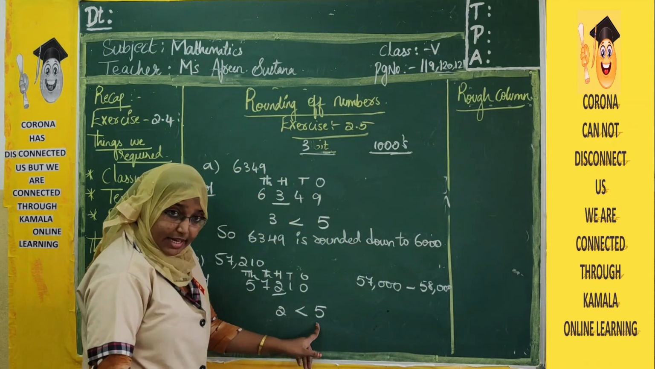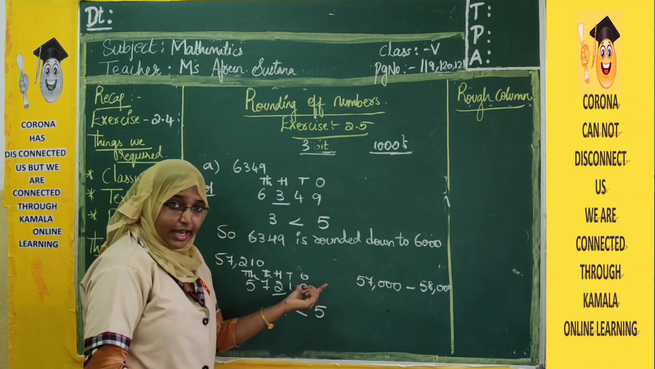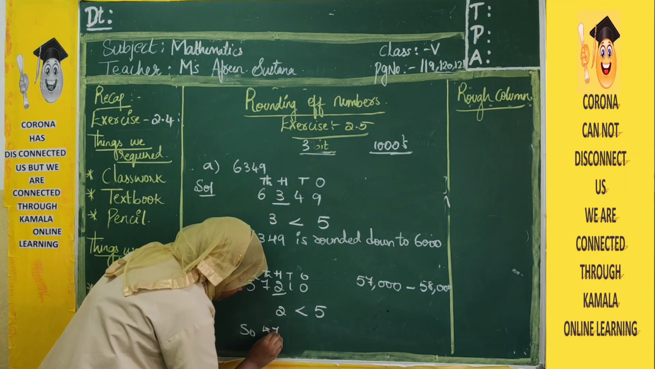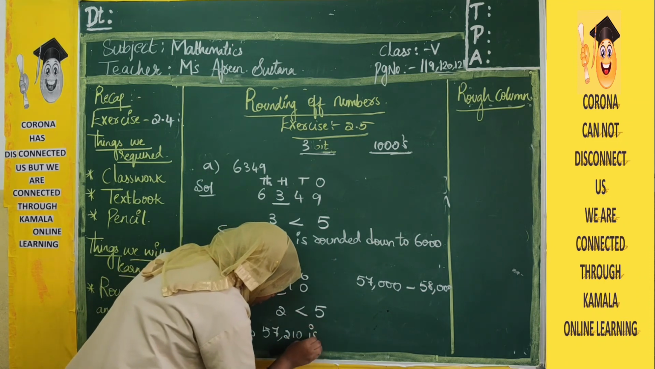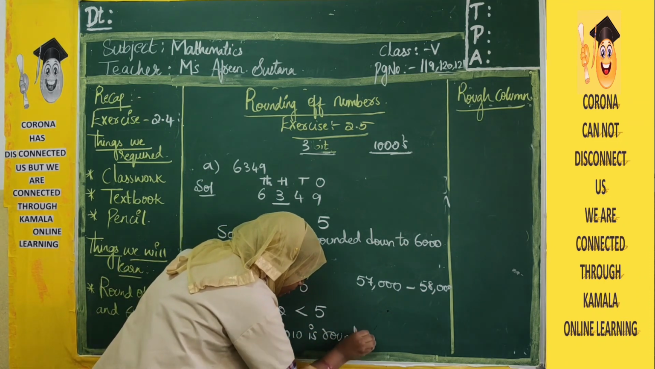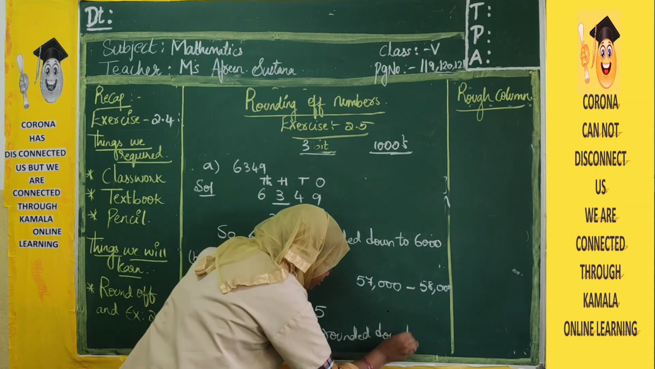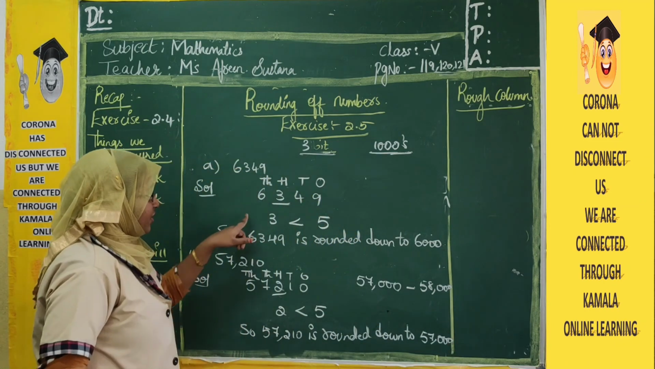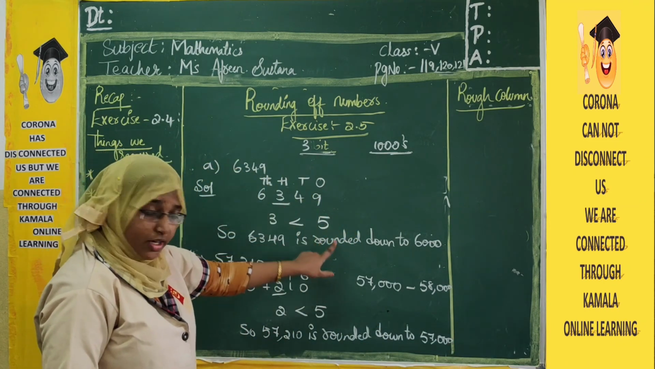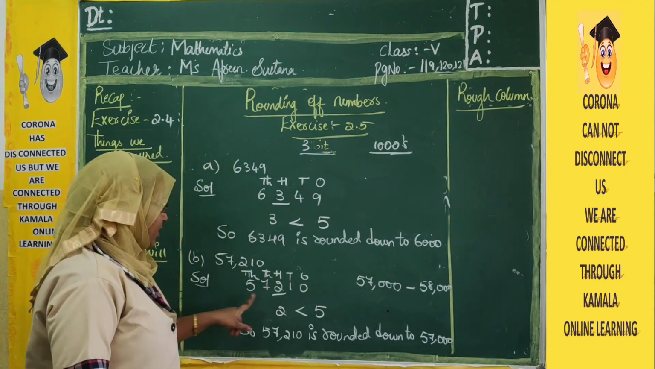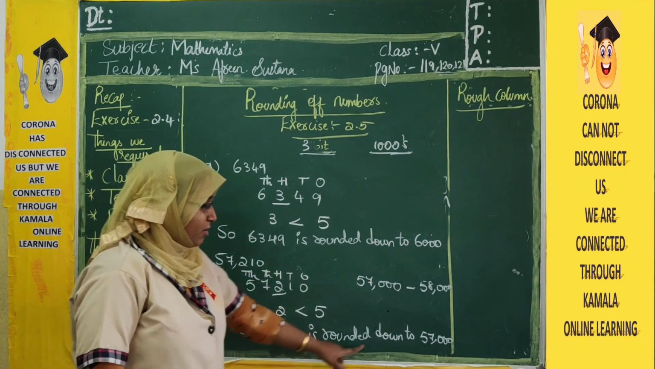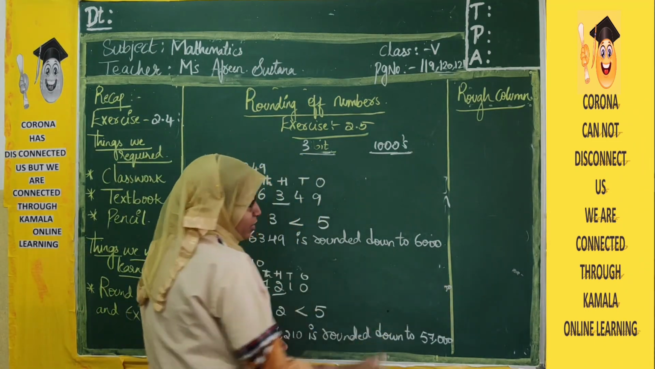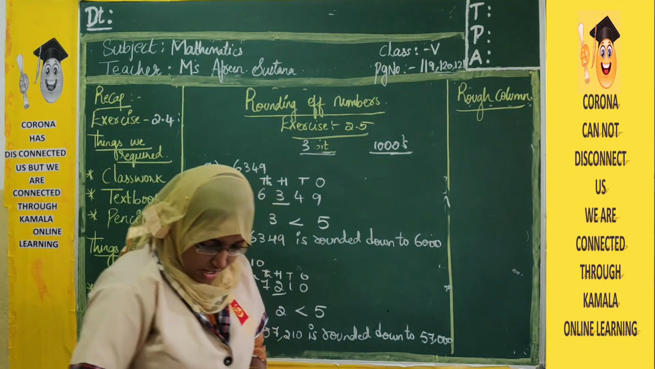But here 2 is less than 5. We said less than means we will go to the left side, round it down. So it is 57,000. So 57,210 is rounded down to 57,000. Right? So in the first one, 3 is less than 5, so it has been rounded down to 6,000. And here 2 is also less than 5, so it has been rounded down to 57,000. Hope it is very clear how to do rounding off to tens, rounding off to 100 and 1000.